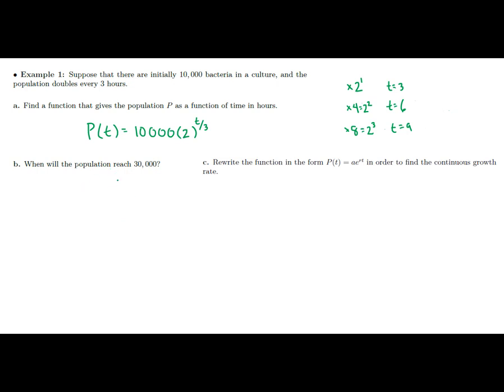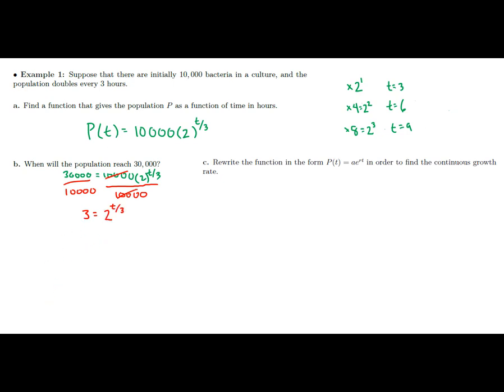So then it asks me, when will the population reach 30,000? Well, I can put 30,000 in for P of t. Set that equal to 10,000 times 2 to the t over 3. And then, of course, we have worked with solving exponential equations enough now that we know that we want to try to isolate this exponential first. So I'm going to go ahead and divide by 10,000 to get the exponential part on the right side all by itself. And so I end up with 3 is equal to 2 to the t over 3.